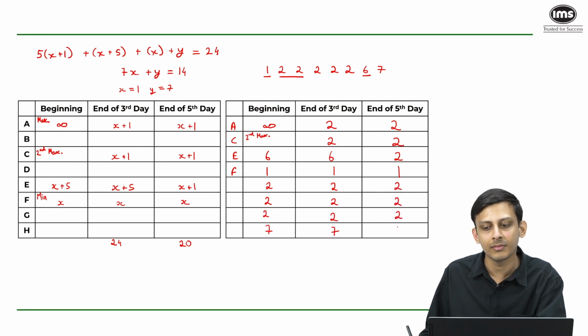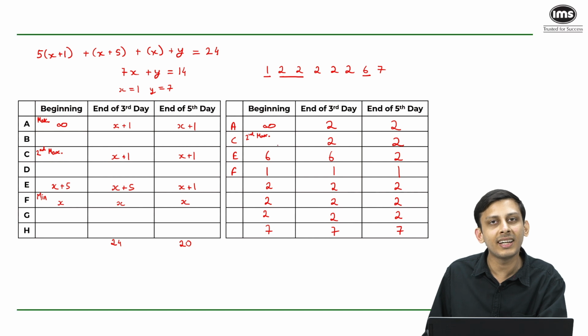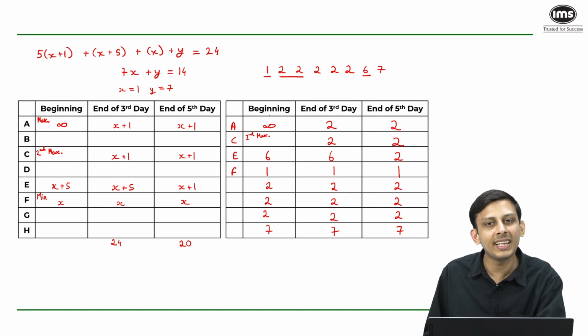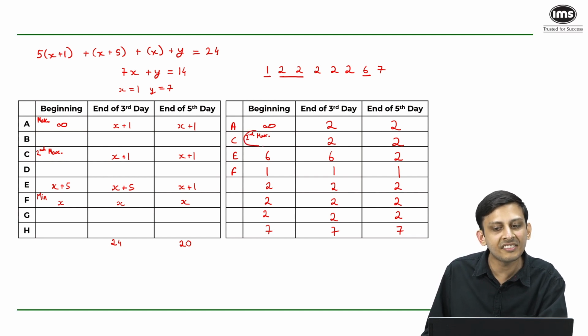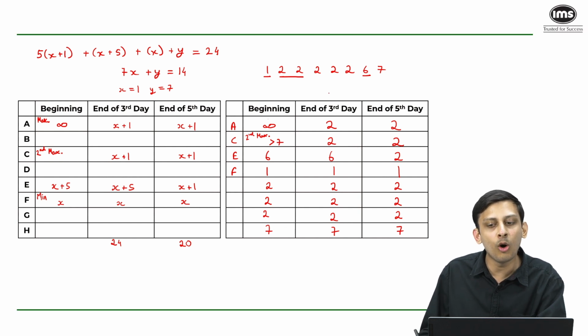And now one final deduction we can make is that at the beginning of the conference, C had the second highest Erdos number. So if you look at the beginning, highest is of course infinity by A. Then the next highest right now is 7. So if C has to have the second highest, C has to be greater than 7. So that is just something that we can mark here. And now with the help of this second table, we will answer the questions.